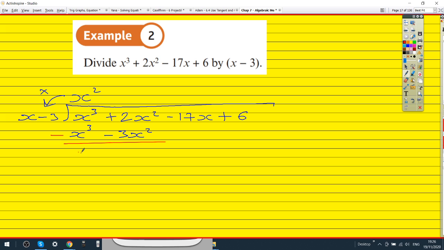And subtract. What do you get? 2 minus minus 3, you get 5x squared. Yeah, 5x squared. You bring down minus 17x and you do it all again. One second, let me just write this down.